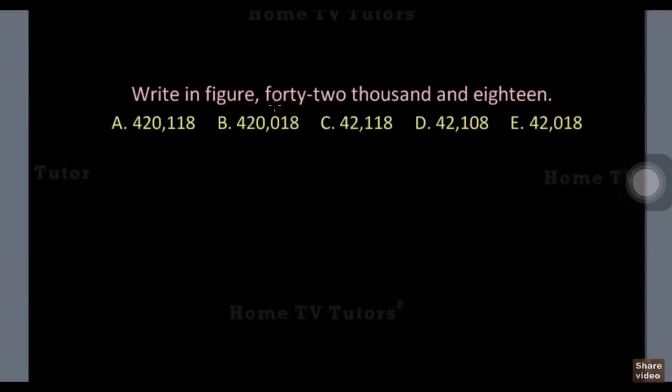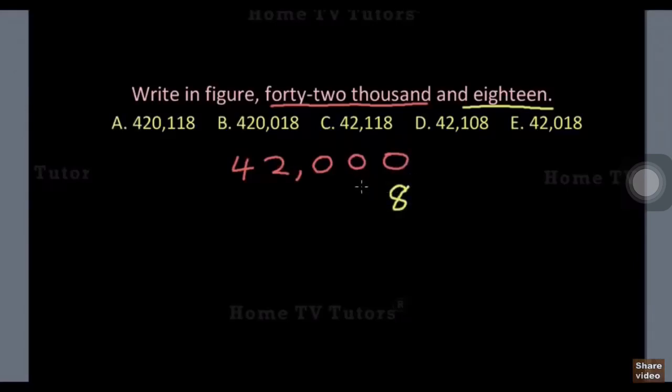Write in figure 42,018. 42,000 has 3 zeros, just like 100 has 2 zeros. And 18, you write 18 just underneath. 8 goes to the units side, that's under the last 0, while 1 goes to the tens side.